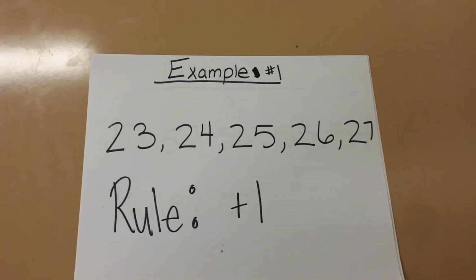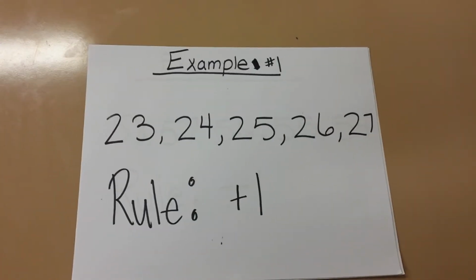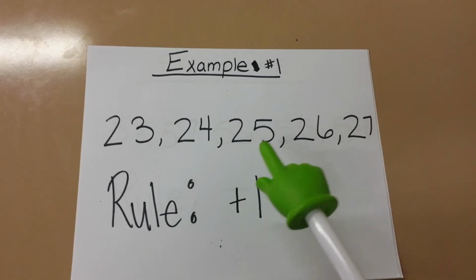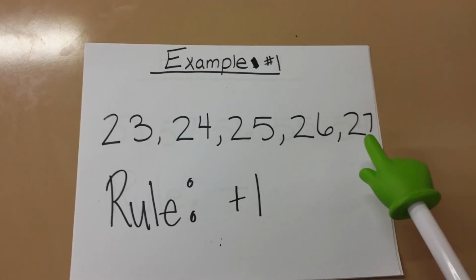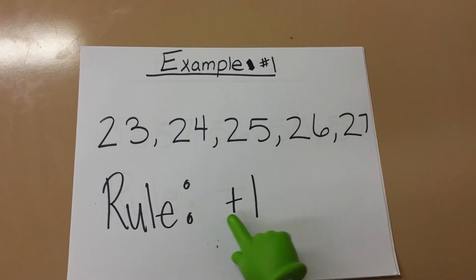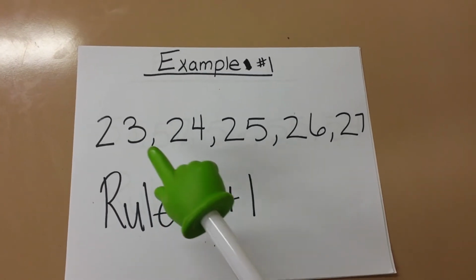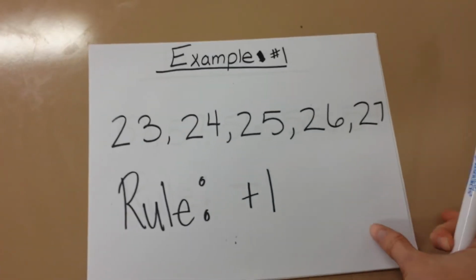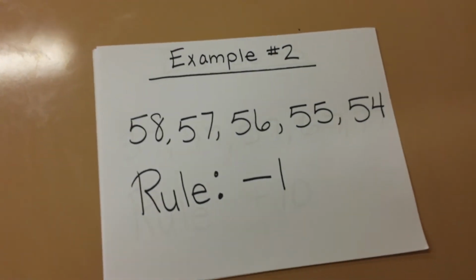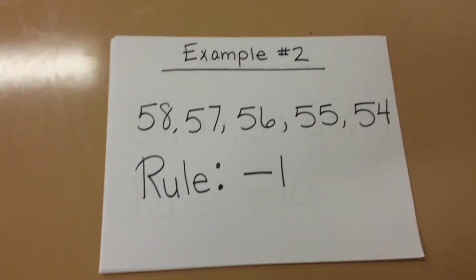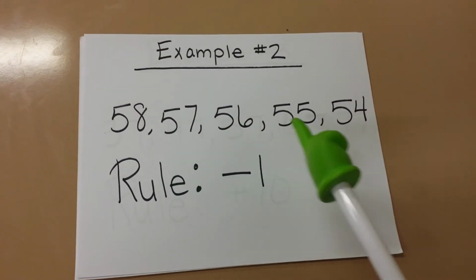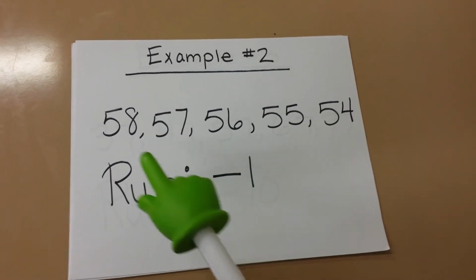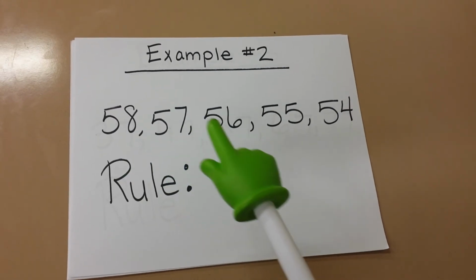Here are some examples of what students will have to do when they're given a pattern and needing to figure out the rule. As you can see, we have 23, 24, 25, 26, 27. We're going up by ones and we're adding 1 to each one. So 23 plus 1 is 24. So they would write +1 for the rule. Another example would be example 2. 58, 57, 56, 55, 54. The rule would be -1 because each one is going down by 1.